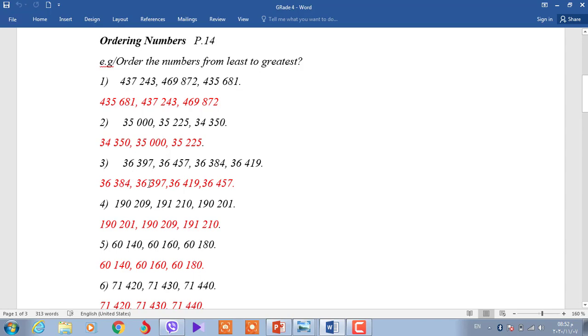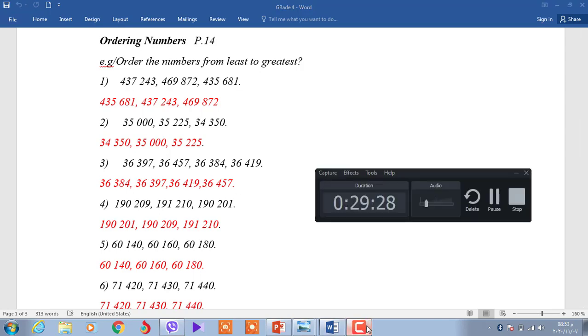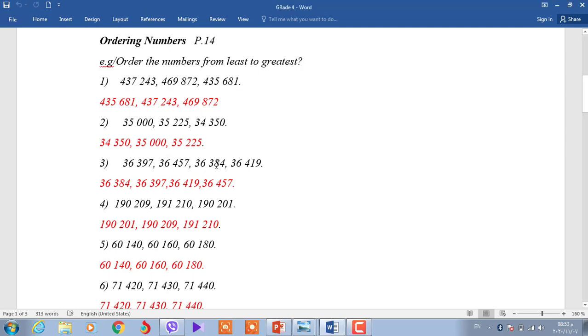After that we have 36,397. We write down, and between 36,457 and 36,419, absolutely 419, because 19 is less than 57. We have 36,419. Now we have 36,384. After that we have 36,457.